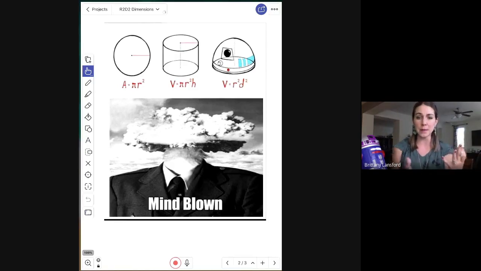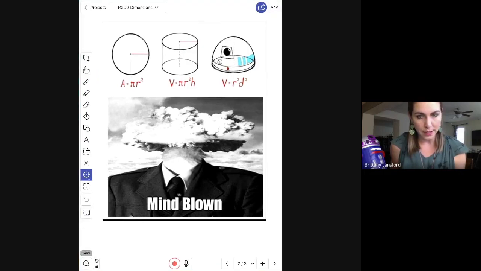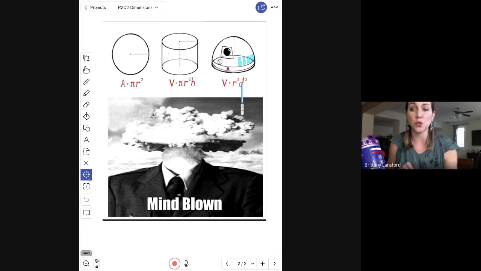So if you can see my screen, this is the meme that had been popping up all over. Ooh, got a little lightsaber too. It said the area of a circle is pi r squared, the volume of a cylinder is pi r squared h, and the volume of R2D2's head is then volume equals r squared d squared, R2D2. Mind blown. But the question is, is this really true?